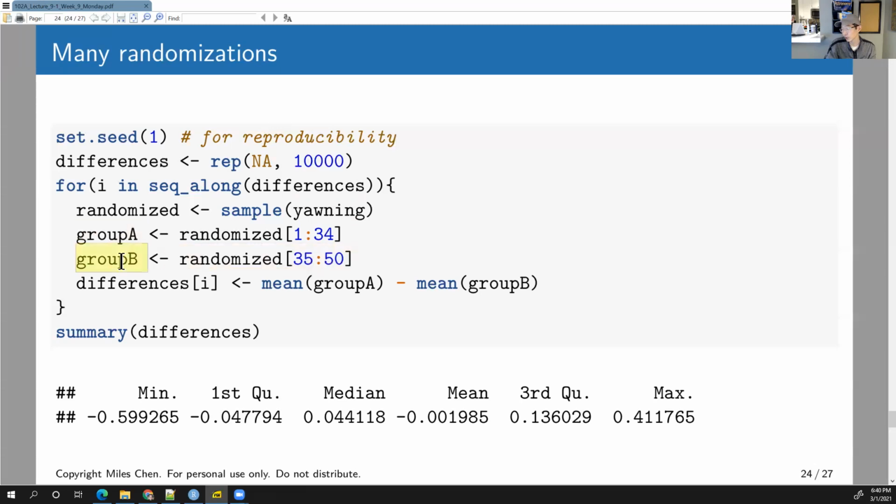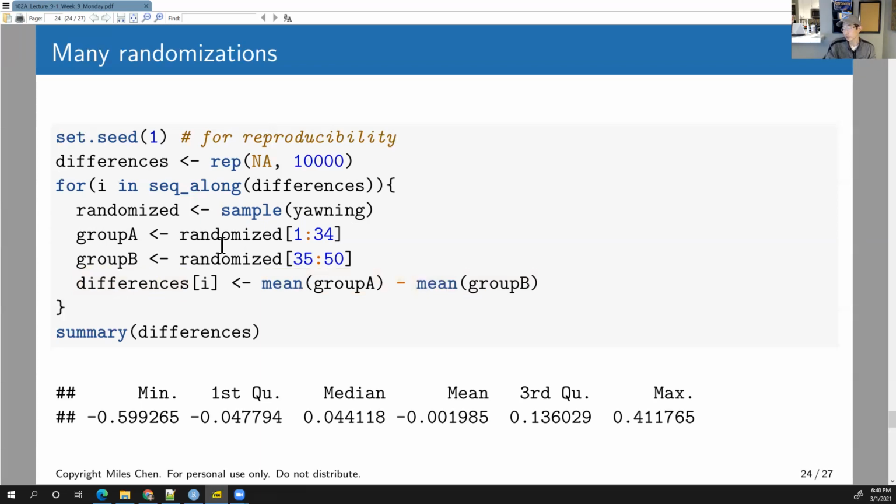Any difference between group A and group B is because I did sample here. There's no other reason for a difference. The only reason there's a difference between group A and group B is that I did sample and that shuffled up the differences. Then we ask, what is the difference between the mean of group A and the mean of group B? And we keep track of all of those differences.